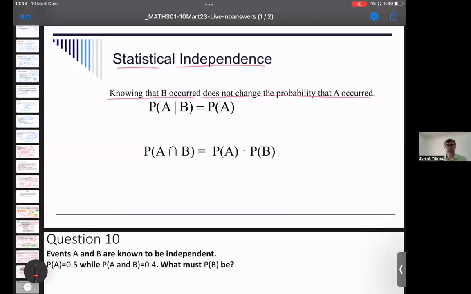A occurred. I'm flipping a coin once, it's tails. Does it affect the probability of obtaining heads in the second trial? No. They are two separate things, right? So what was the problem? Probability of A and B divided by probability of B, right? That's the formulation for conditional probability.